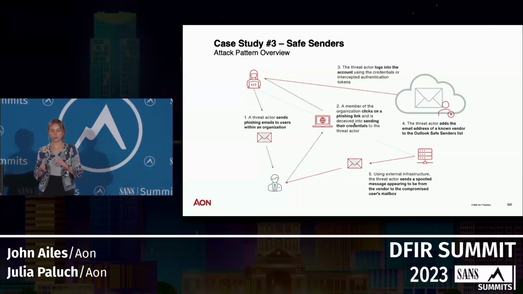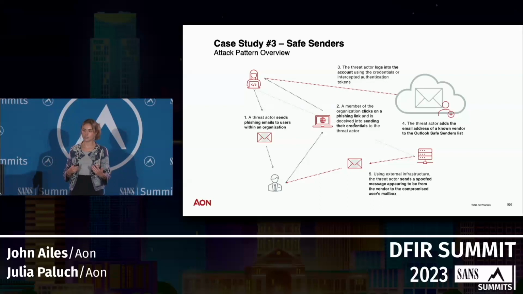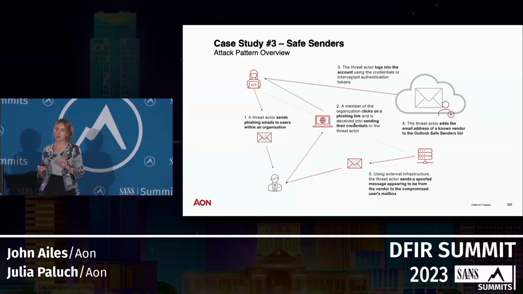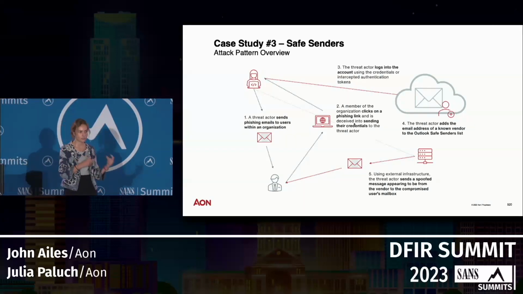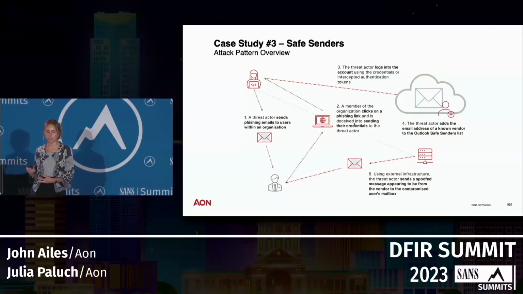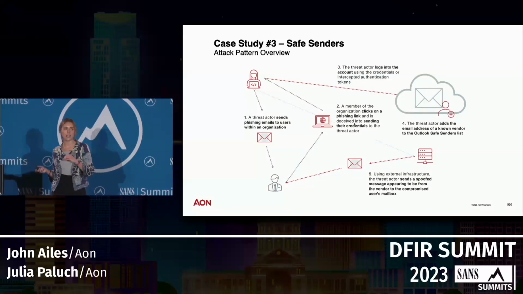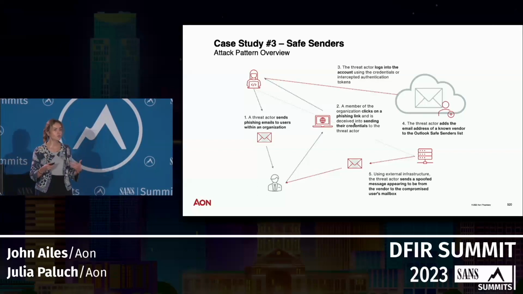At this point, the threat actor uses their access into this user's account to do some recon, and they'll look at their inbox and figure out which vendors are frequently sending emails to this user. They'll pick out one of these vendors and add that vendor's email address to the safe senders list. After that, by using external infrastructure, that threat actor will then send a now highly convincing spoofed message to that same user. And at this point, this user has been targeted by 2 different phishing campaigns from the same threat actor.